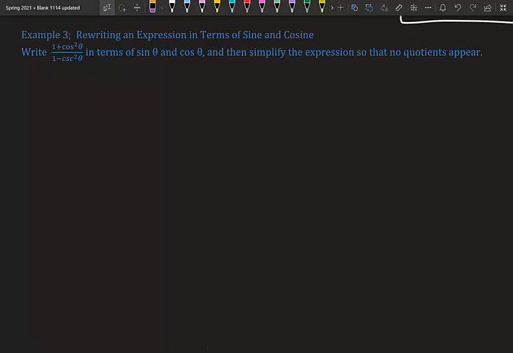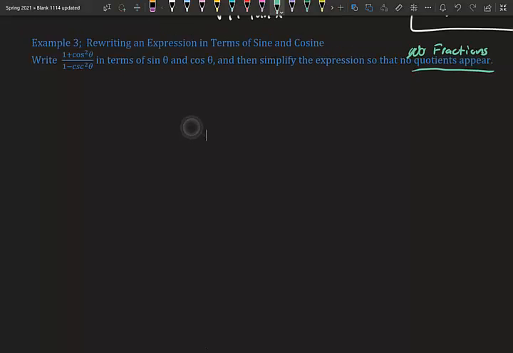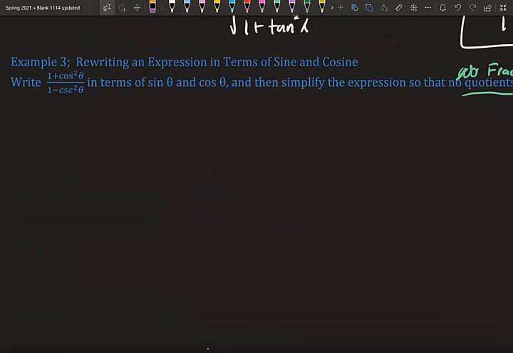Rewriting an expression in terms of sine and cosine. We're going to write 1 plus cosine squared theta over 1 minus cosecant squared theta in terms of sine theta and cosine theta, and then simplify the expression so that no quotients appear, meaning no fractions. At the final answer, we don't want fractions, get rid of them. Alright, so what we're working with. I changed the example, my bad.